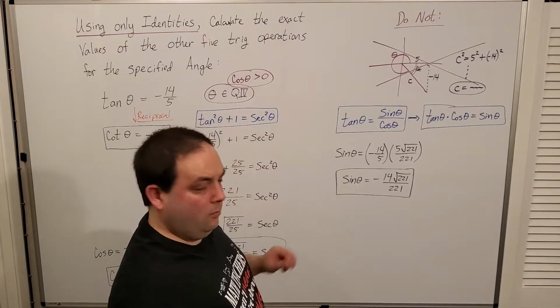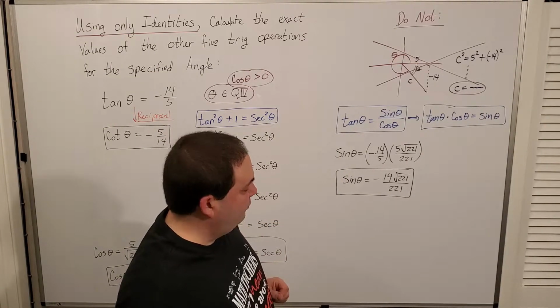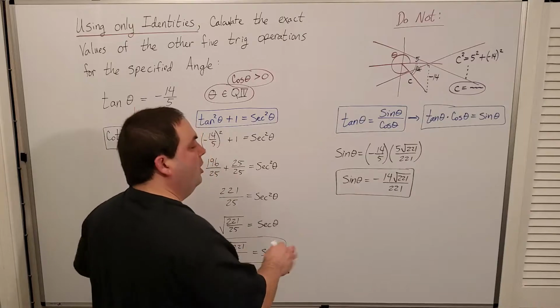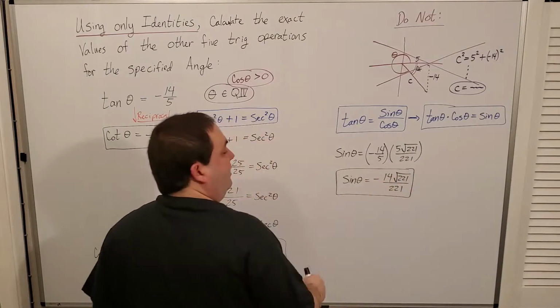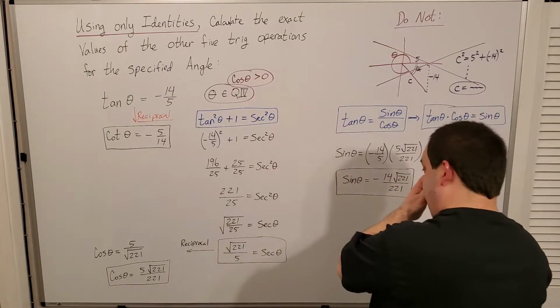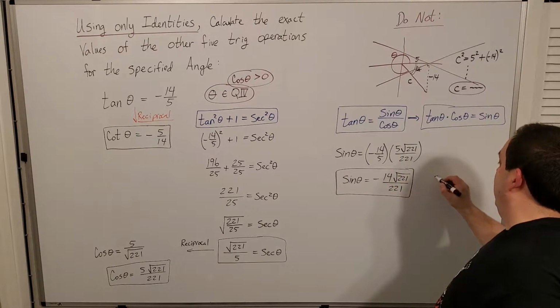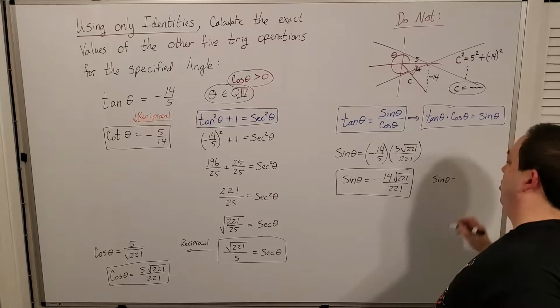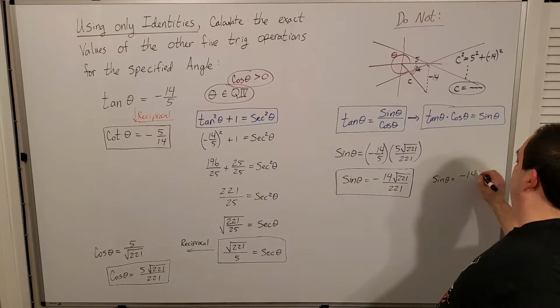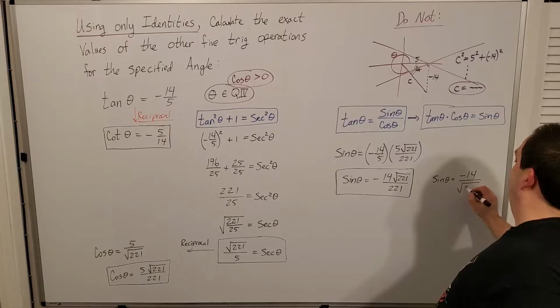Excuse me, one calculation left. We just need cosecant. Cosecant being the reciprocal of this. Now, side note, don't forget that an alternate version of this tells me that sine theta could also be written as negative 14 over the square root of 221.